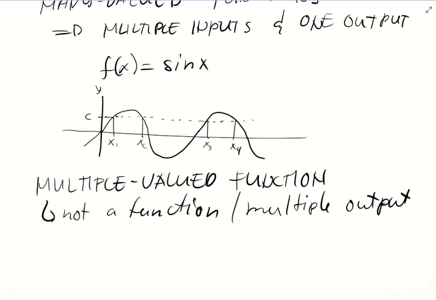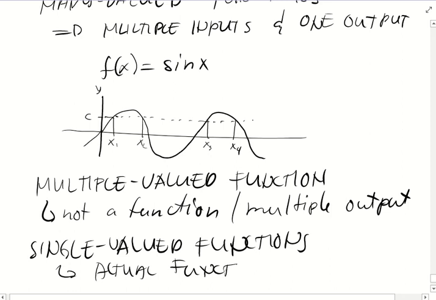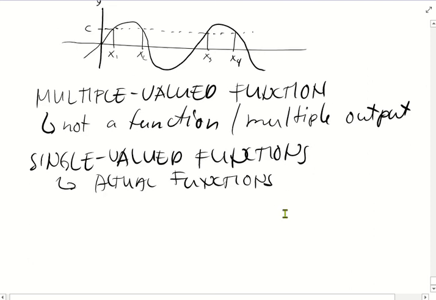And the normal functions, they are single valued functions. These are the actual functions. So these are the actual functions. Although multiple valued are not functions, they still name it as multiple valued function because it has multiple output.